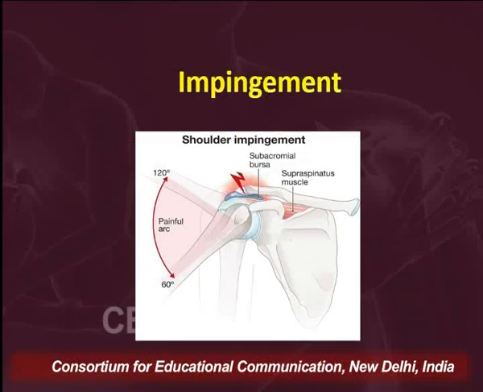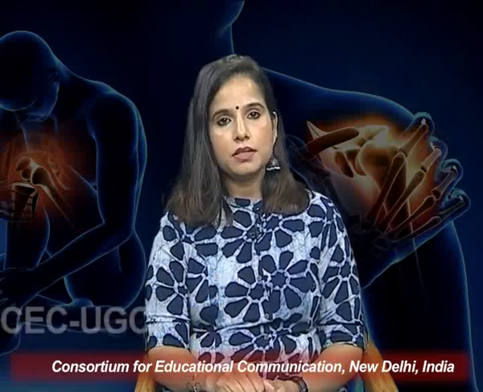Then impingement. So impingement of the shoulder joint. We can see in the picture also the inflammation of the shoulder joint. So this happens when the top of the shoulder blade puts pressure on the soft tissues beneath it when the arm is lifted. So tendinitis and bursitis can develop, limiting movement and causing pain. Repeated overhead movements such as those used by swimmers increase the risk of impingement.